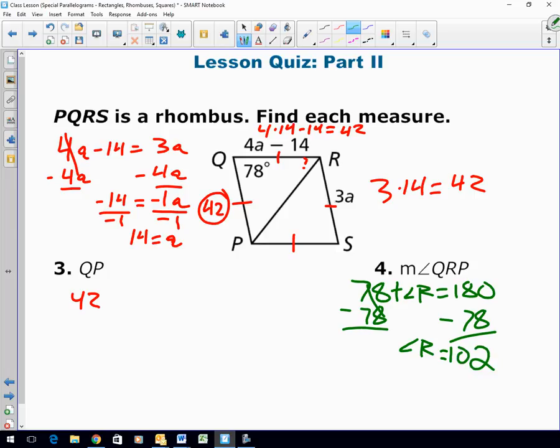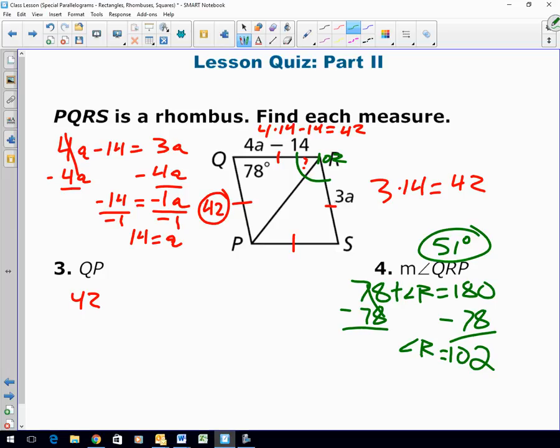All right, Ian. Another property of a rhombus is that the diagonals bisect the angles. So if the entire angle is 102, what is that cut in half? 51 degrees. So my final answer here is 51. 78 plus 102 is 180, right?